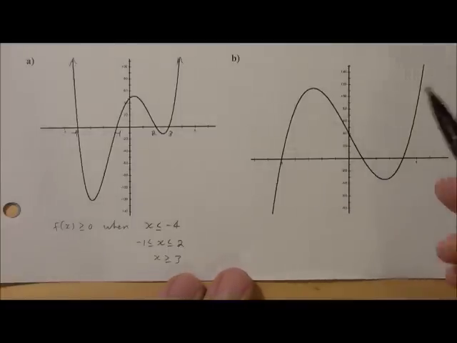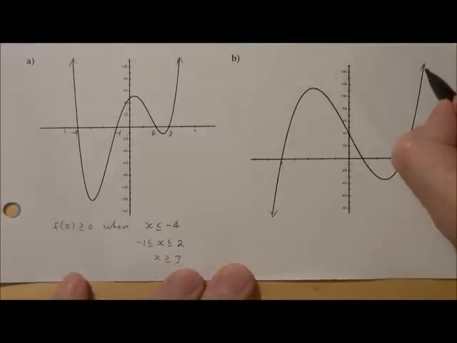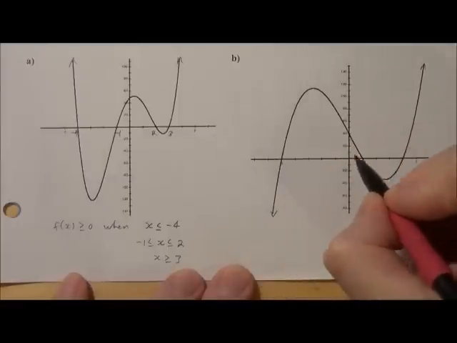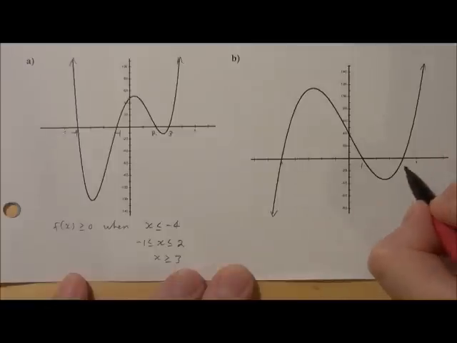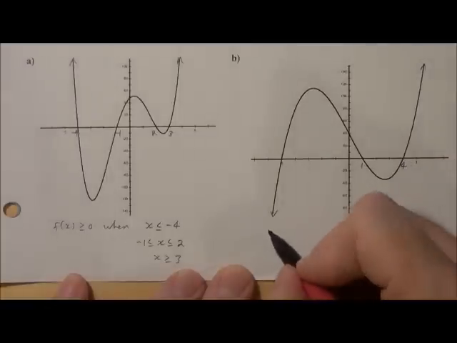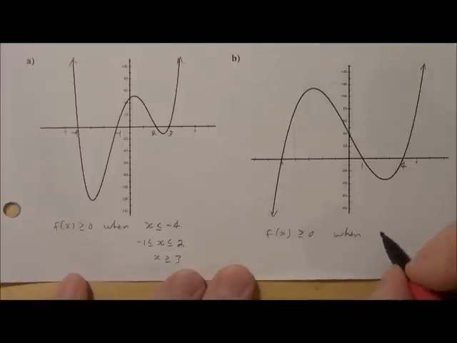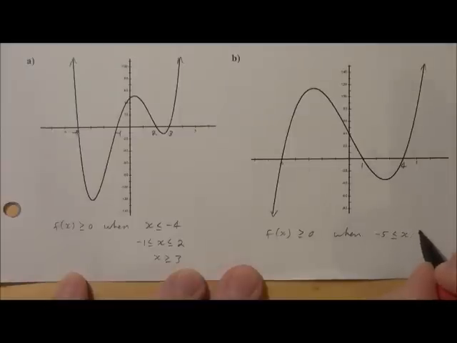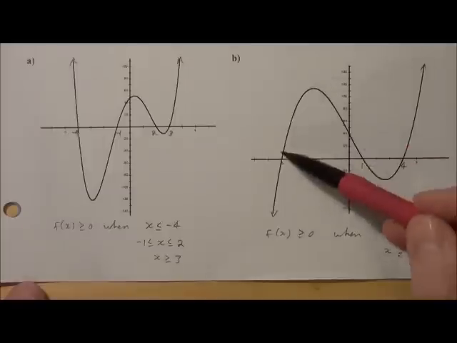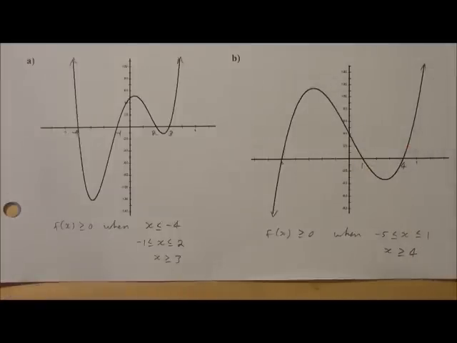When we look at this next example here, example B, there is negative 5, this is, I believe, 1, here's 4. So f of x is greater than or equal to 0 when negative 5 is less than or equal to x less than or equal to 1, and when x is greater than or equal to 4. Okay, just any interval where the graph is above the x-axis. Let's move along.